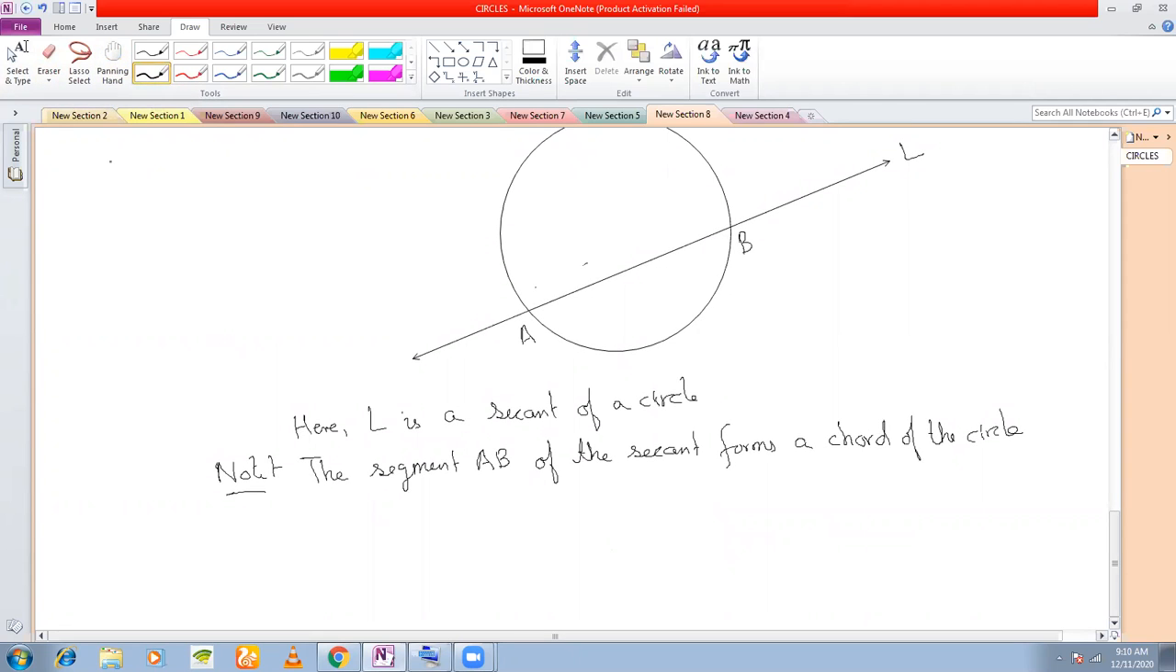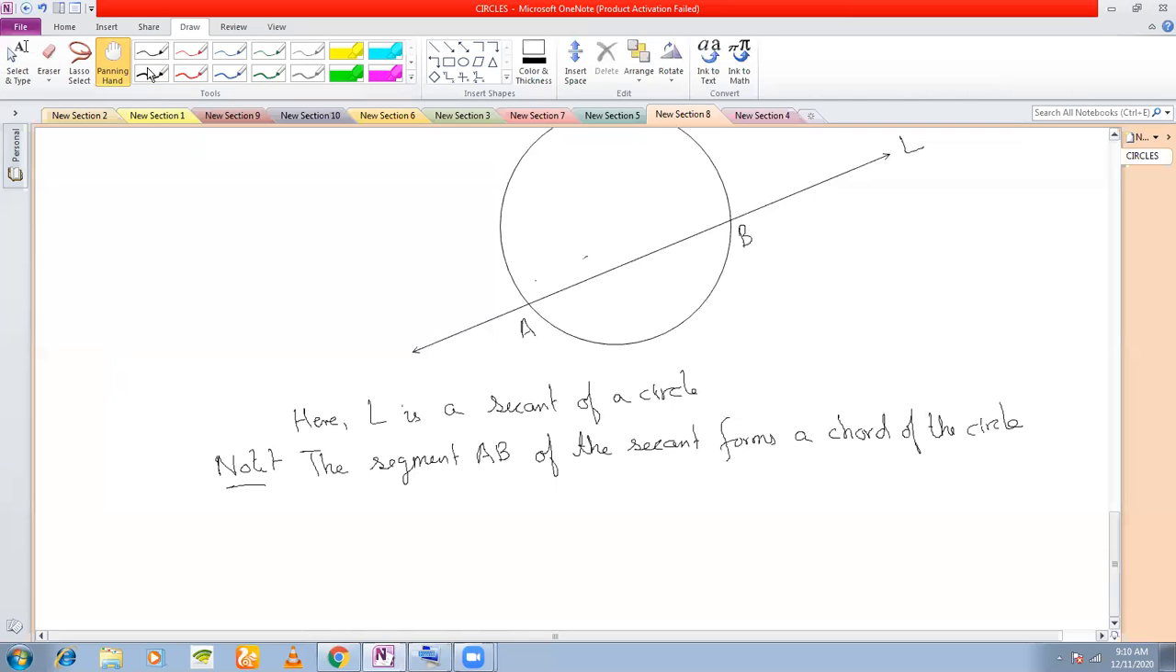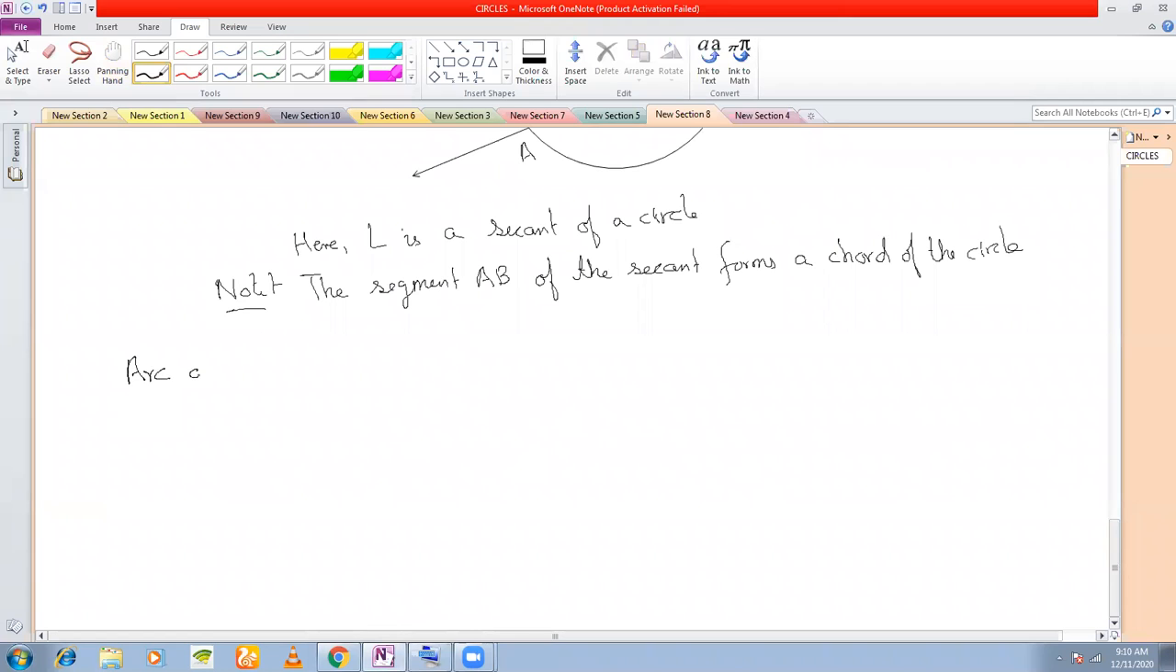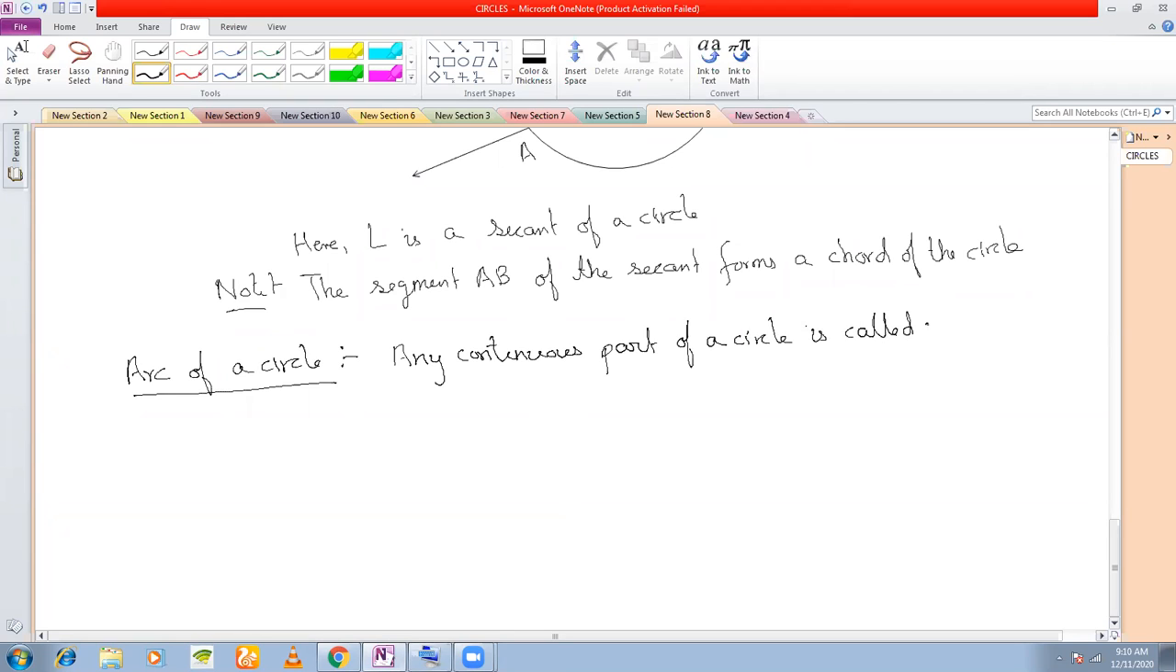But before going to tangents, let us discuss what we mean by the arc of a circle. Any continuous part of a circle, any continuous curved part, is called its arc. Now, what do you mean by arc here?